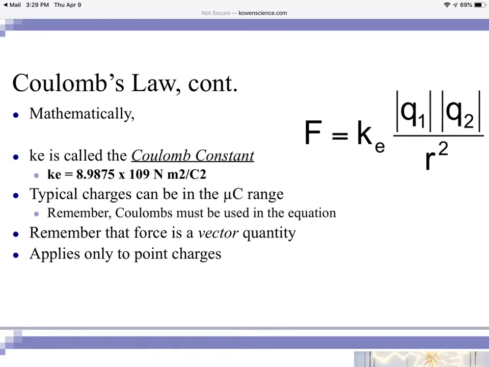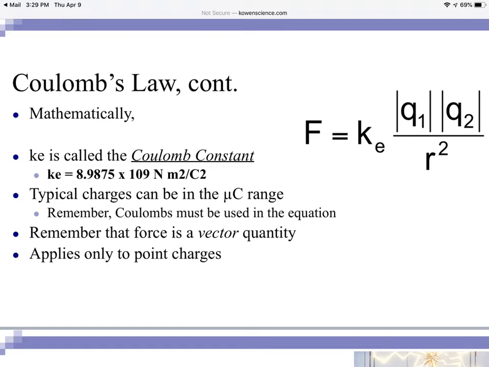So mathematically speaking, Coulomb's law is represented by this equation right here, and you need to write it down. Now what we have here, sometimes it's written K sub C instead of K sub E. This is Coulomb's constant, and that's this right here, and you need to write that down. Here we have our charges, and here we have our distance.